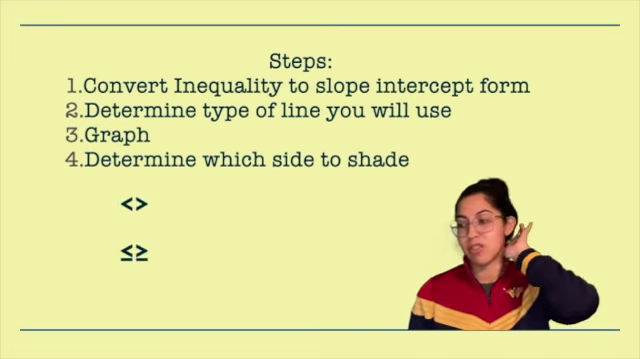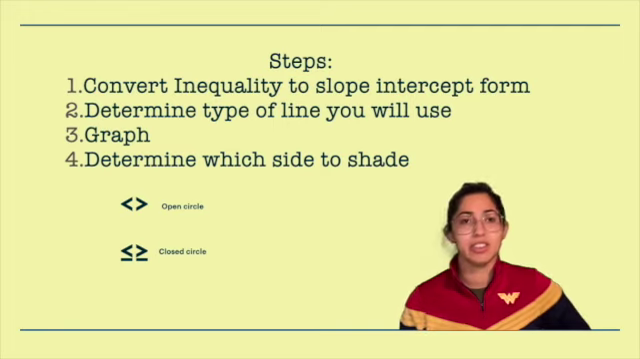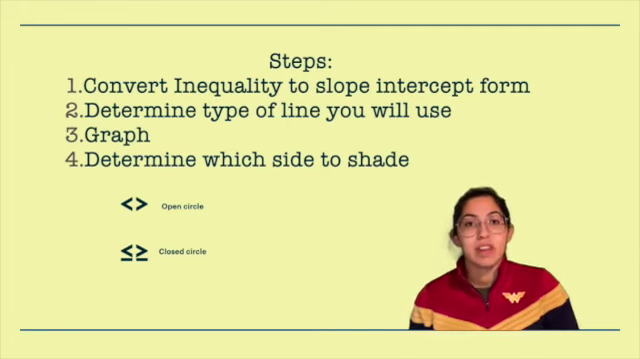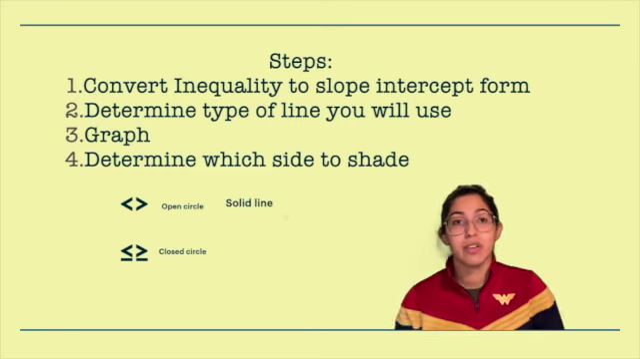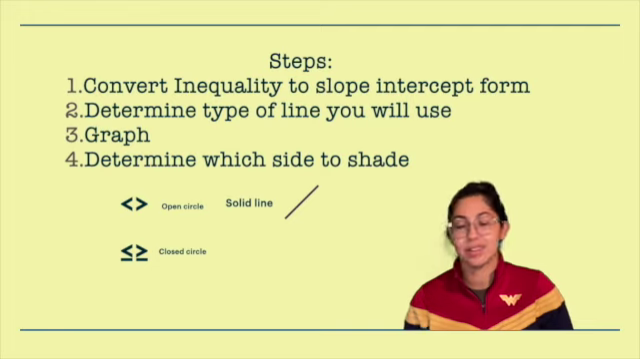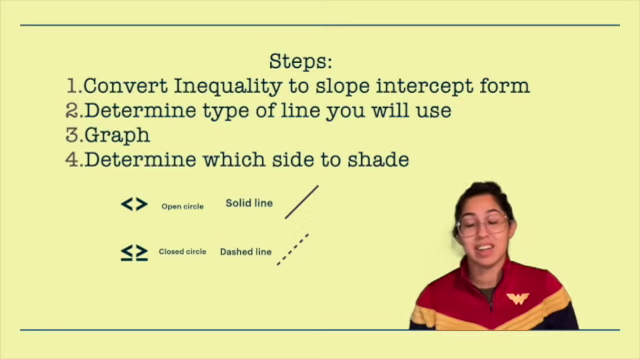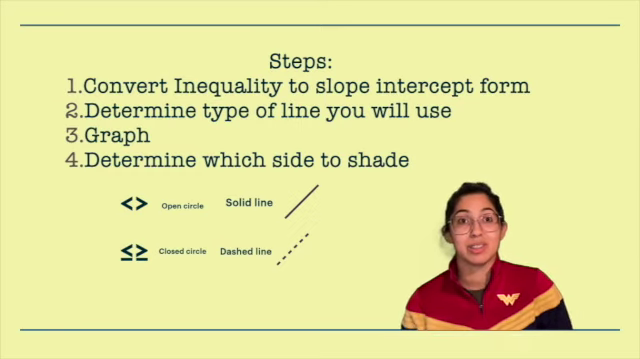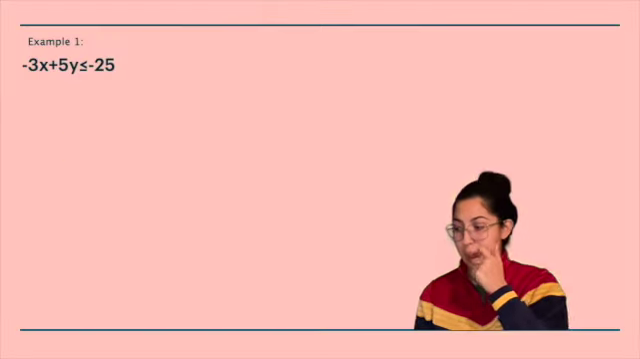First thing we need to talk about is our inequality symbols. When we had just the less than, greater than, we used an open circle. When we had the less than or equal to, greater than or equal to, we used a closed circle. So now for that open circle, we're going to use a solid line. Oh, and I did that backwards. A dashed line is actually for open circles. Solid line is for closed circles. So go ahead and switch those.